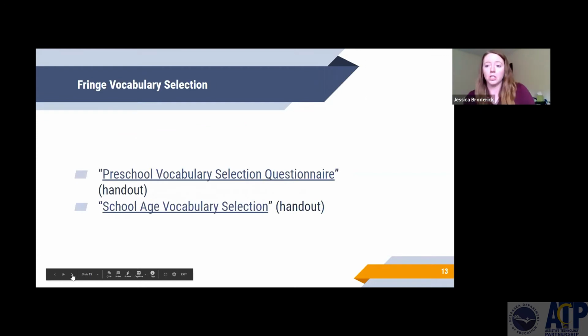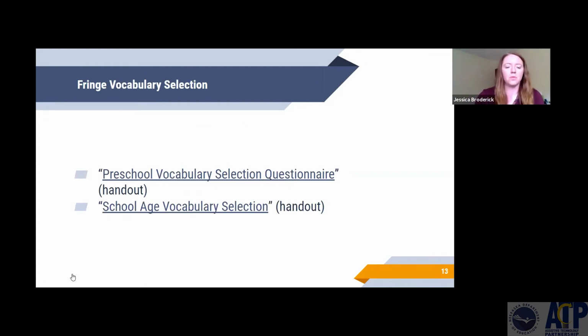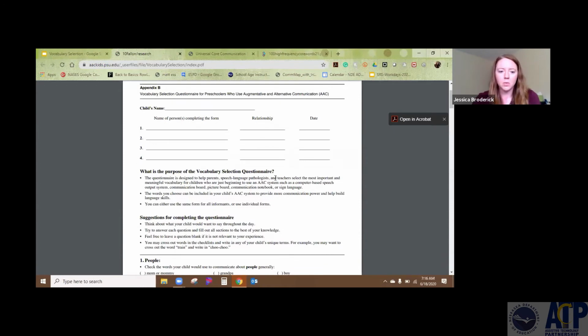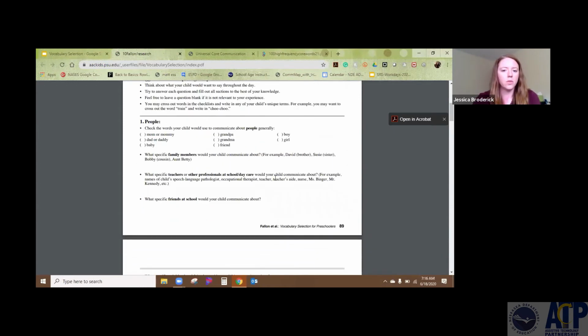So how do we pick fringe? How do we know what kind of fringe we need or what would be most relevant to the student? I have two handouts for you here. One is a preschool vocabulary selection questionnaire. And this just goes through what the purpose is, what you're doing, and then all of the fringe vocabulary that that student might need or that would be helpful to that student.